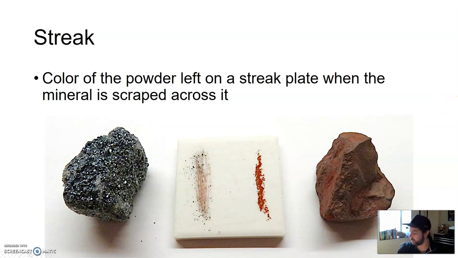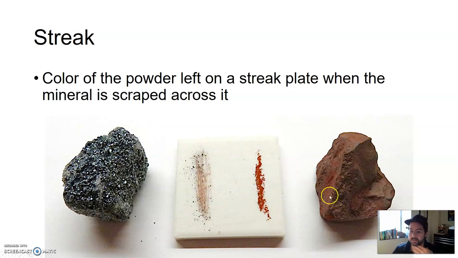Another characteristic that is very helpful, again, something we might not think about, is streak. Streak is the color of the powder left behind on a porcelain streak plate when the mineral is scraped across it. So you're leaving behind part of the mineral on these streak plates, a streak. The color of the streak is a good characteristic of the mineral.